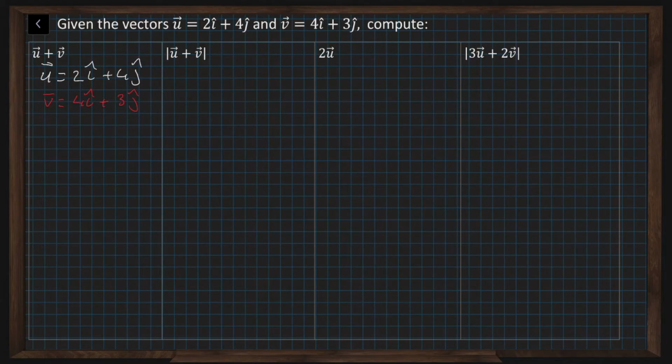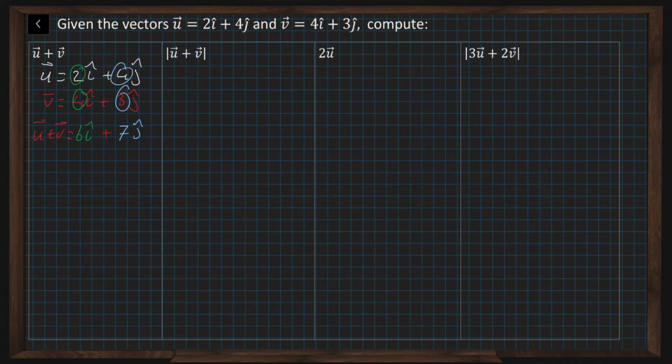So we add the 2 and the 4 to get the x component of u plus v, and that is 6 times i hat. And then next we add 4 and 3 to get the y component, and that's 7 times j hat. Wonderful result. But now we want to find the magnitude of this vector.